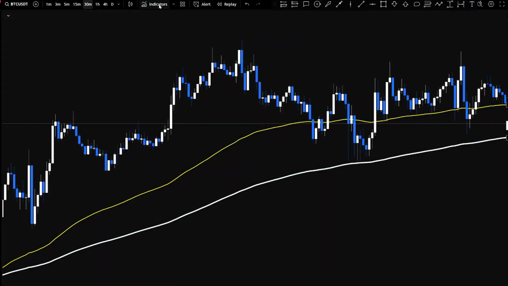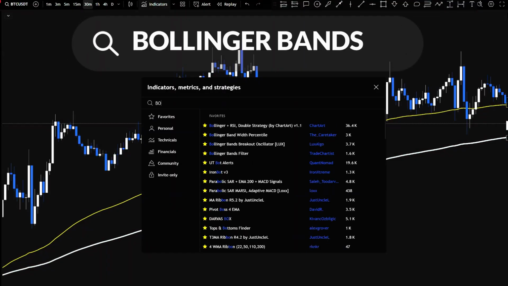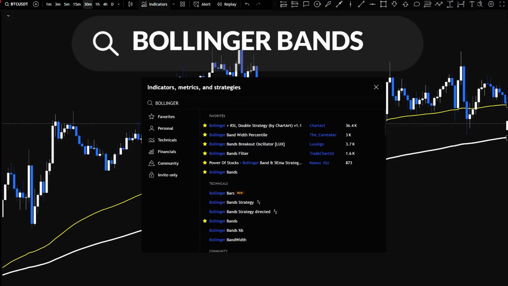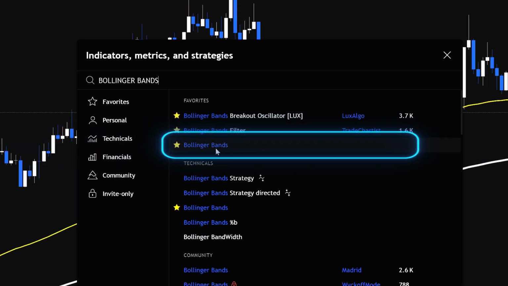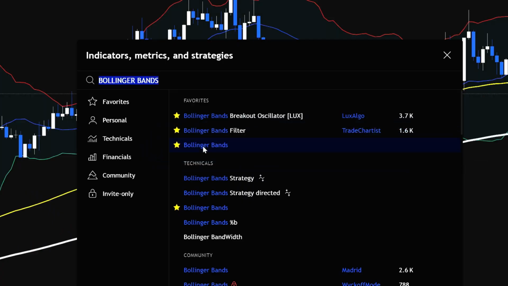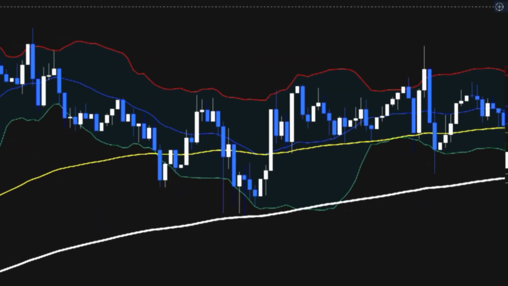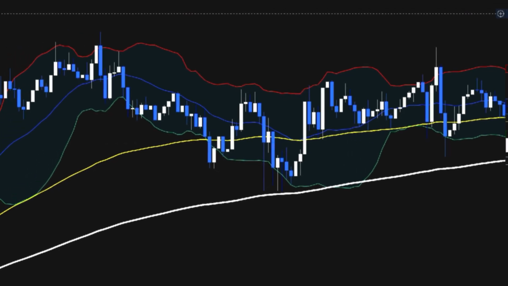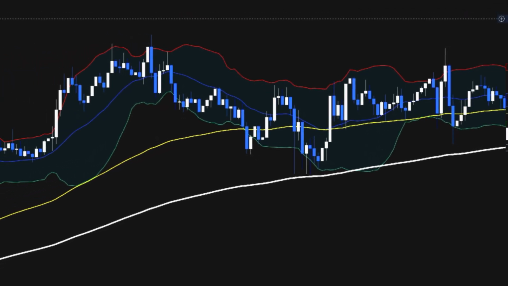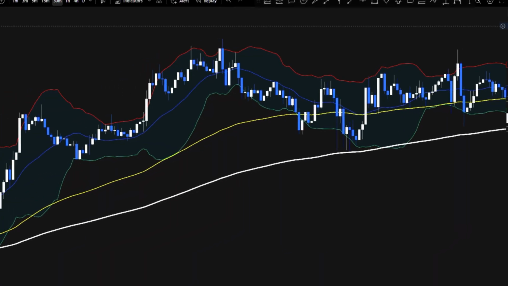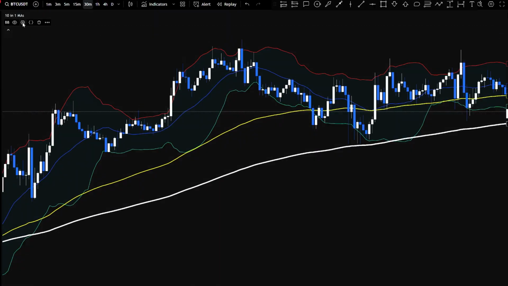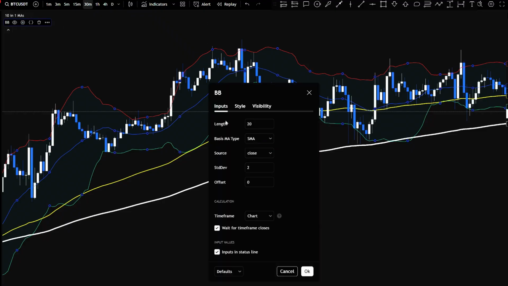Alright, now the second indicator we need is called Bollinger Bands. So what are Bollinger Bands? Basically, they look like three lines on your chart. Think of them like an envelope around the price. They help us see how much the price is bouncing around and how volatile it is at the moment. And you don't even need to change any settings on this one. The default ones work perfectly for this strategy.